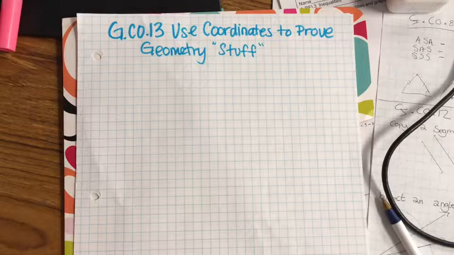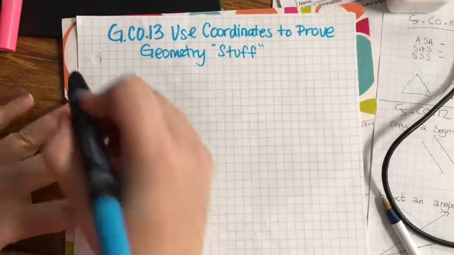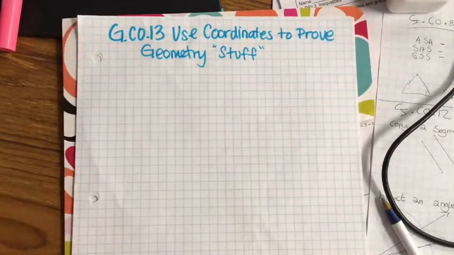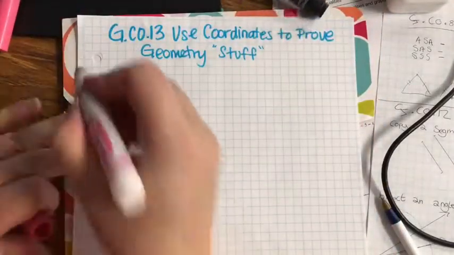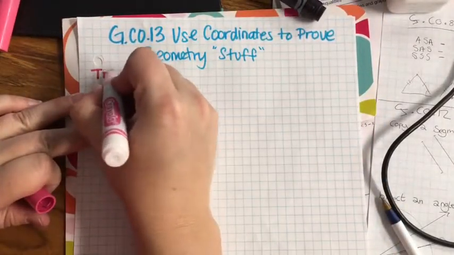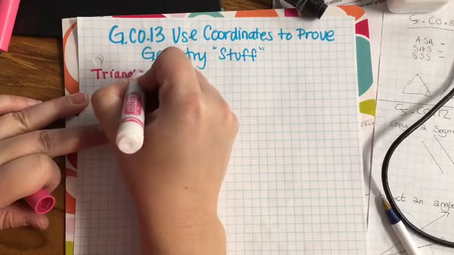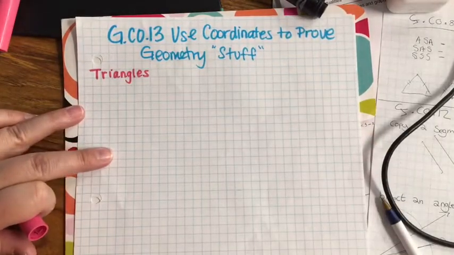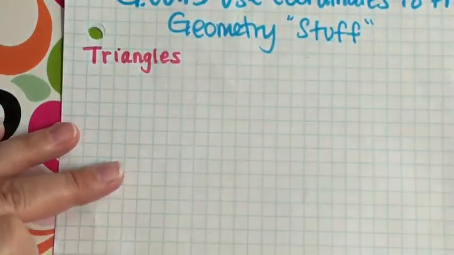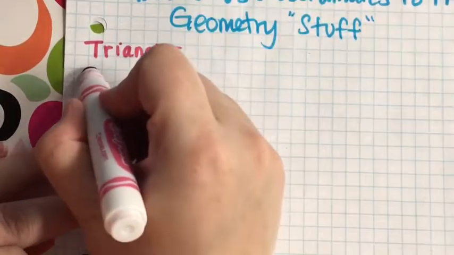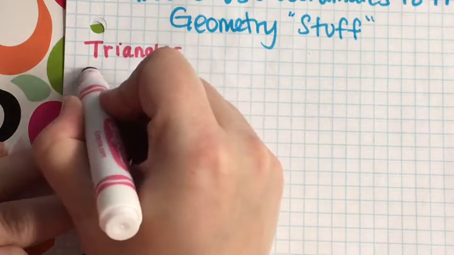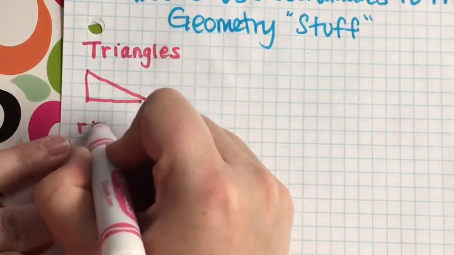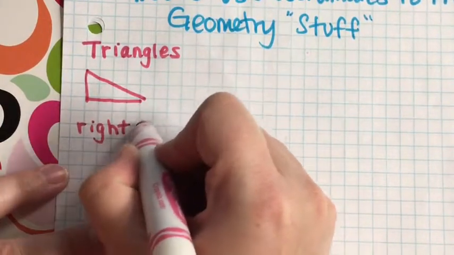So the stuff that you're going to have to prove are things about geometry. One of the first things that a lot of people learn about geometry are triangles. And with triangles, we would have things like a right triangle. This is a right triangle. How can you tell that this is a right triangle?